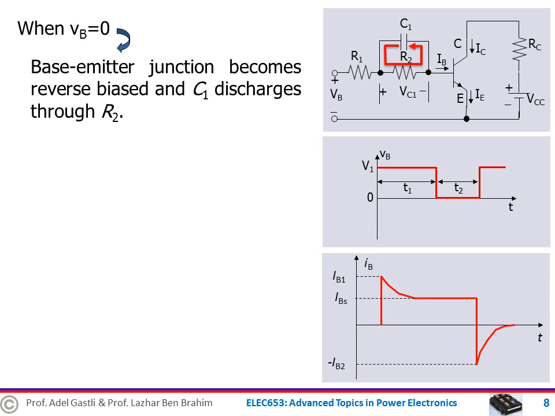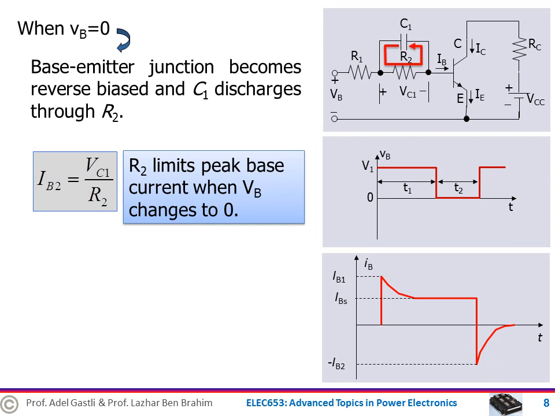When VB becomes 0 at time T1, the base emitter junction becomes reverse biased. So C1 discharges through R2 and the maximum reverse base current is IB2, which is equal to the capacitor charge voltage VC1 divided by its parallel resistance R2. So here R2 limits the peak base current value when VB changes to 0.